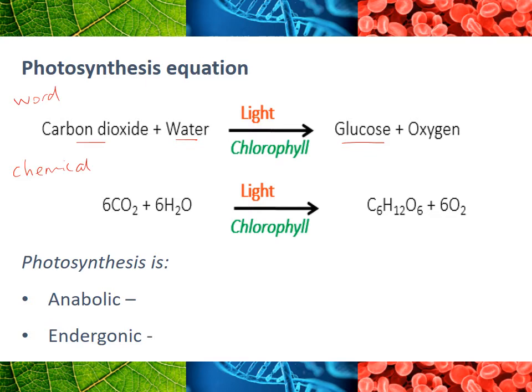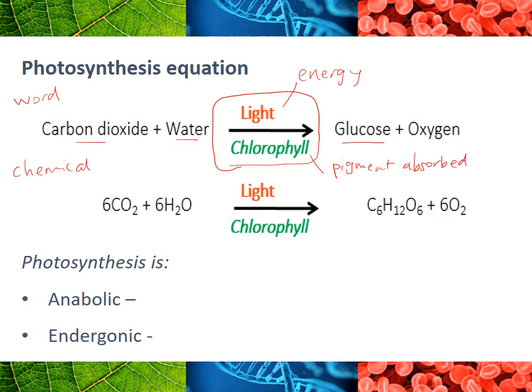When we write this part of the equation, you need to include these words. Okay, so above the arrow, we write light, which is our energy source, and chlorophyll, which is the pigment that absorbs that energy. So even though they're not molecular inputs, we include them because they're crucial. And then our outputs are glucose and oxygen.